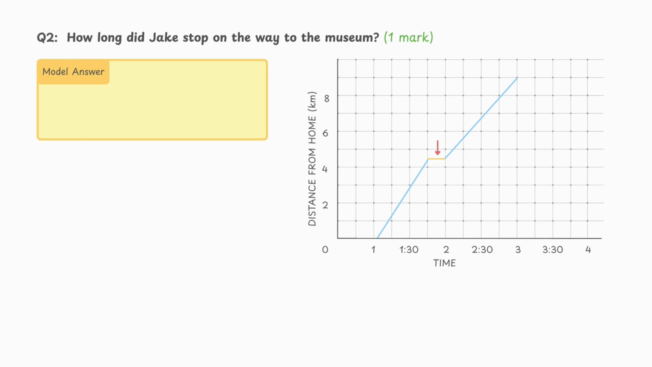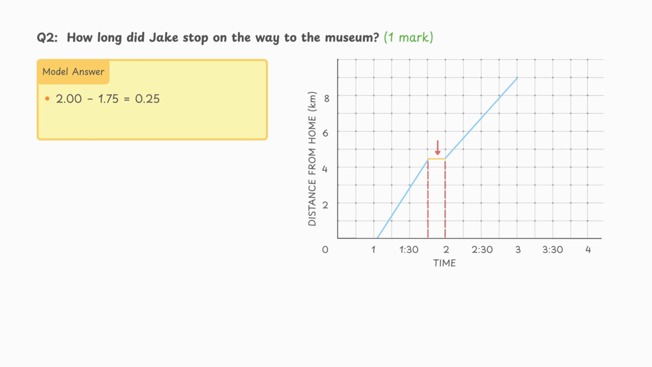That means Jake is stationary during this part of the journey. Now let's find the start and end times of the flat section. The flat line begins at 1.75 hours, which is 1:45 p.m., and it ends at 2.00 hours, which is 2:00 p.m. Now we subtract the times. 2.00 minus 1.75 gives 0.25 hours.